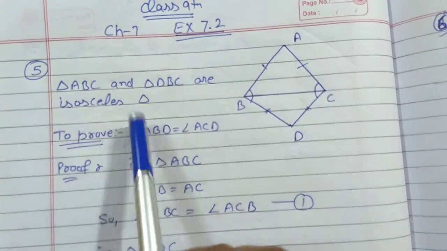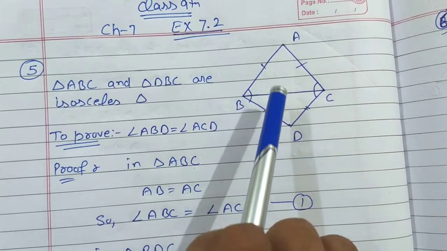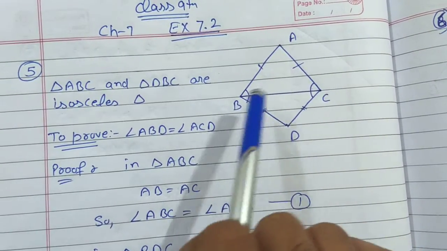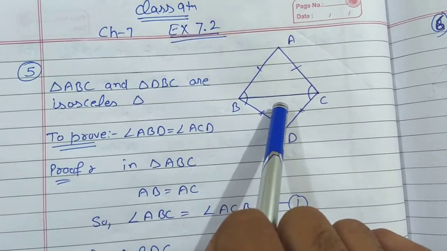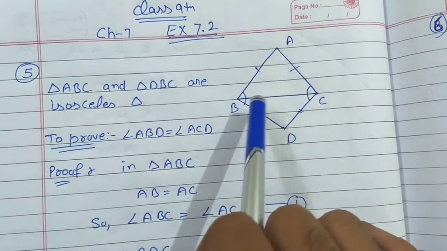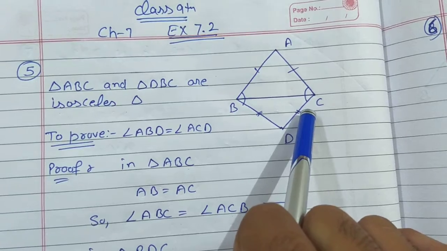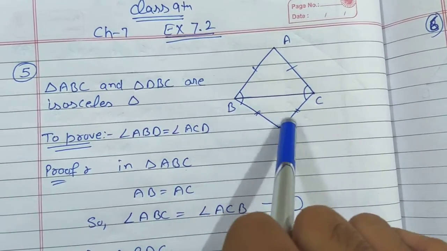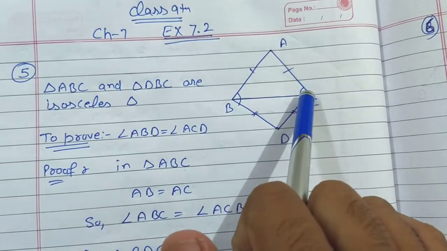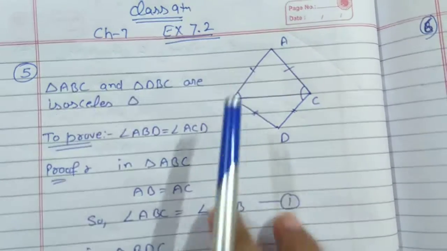तो क्वेश्चन नंबर 5 में वी हैव गिवन दैट टू ट्रायंगल्स ए बी सी एंड बी डी सी. Both triangles are isosceles triangle. So AB is equals to AC and BD is equals to DC. What we have to prove? We have to prove that angle ABD is equals to angle ACD. So how we can prove it?